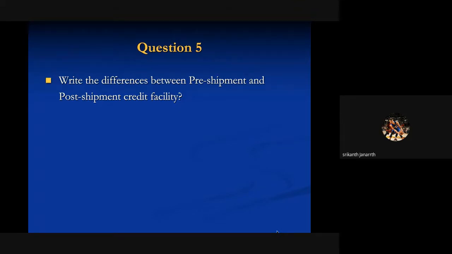And if you want another difference, you can say pre-shipment is granted against the letter of credit or LCs or a confirmed order. Post-shipment is granted against the shipping documents, right? So that is again another difference if you want. So those are the differences.